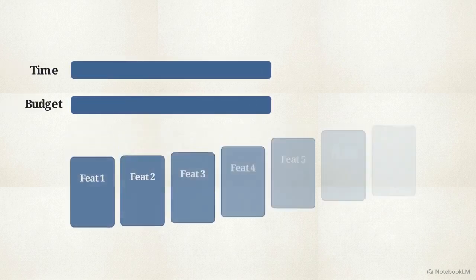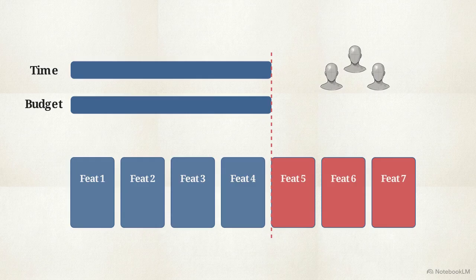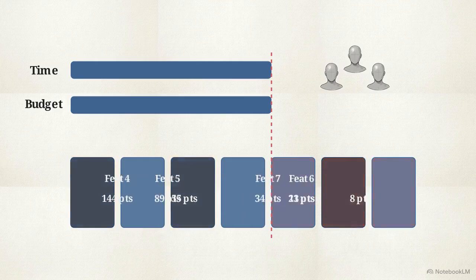Once the models are built, you hit reality. Requested project features will always exceed the available time and budget. This triggers the negotiation phase. Negotiation is not about telling the client no. It is the process of prioritizing features to reach a win-win compromise.